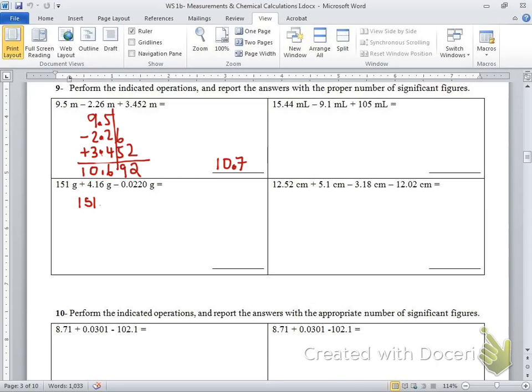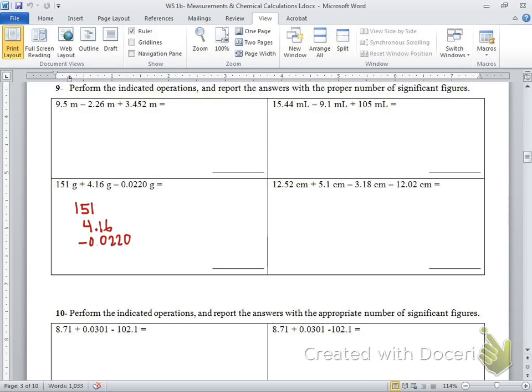151. Then 4.16 and 0.0220. Ooh, you know what? Whoa, what happened? It just all erased. That is weird. Okay. It just glitched on me. 151. 4.16 minus, oh, I know what I did. Darn it.